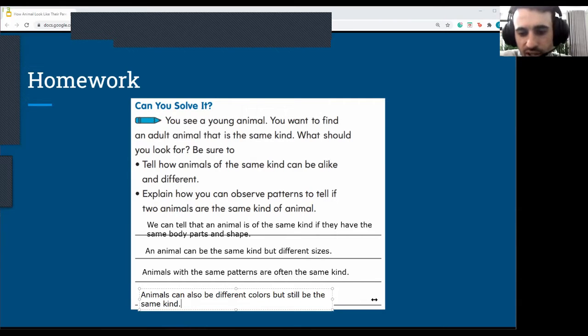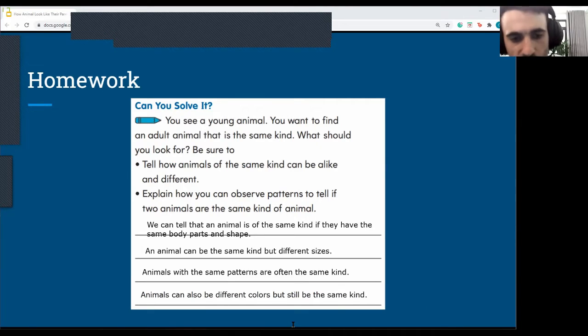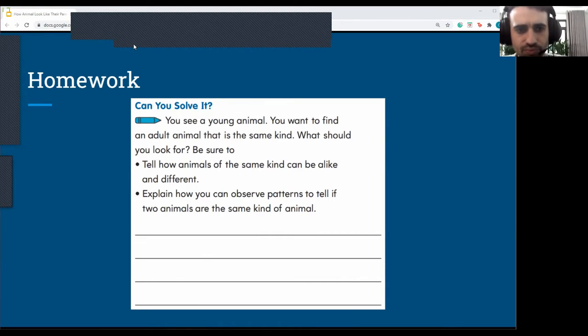So sometimes the colors can be different, even if they're the same kind. I will read what we wrote. We can tell that an animal is the same kind if they have the same body parts and shape. An animal can be the same kind, but different sizes. Animals with the same patterns are often the same kind. And animals can also be different colors, but still be the same kind. These are all things you could have written for your homework, okay? There's many more.